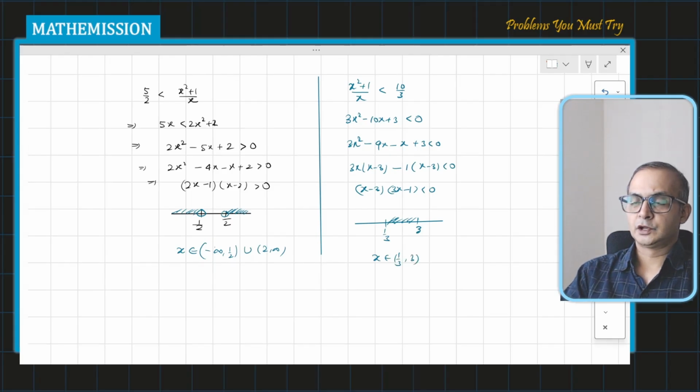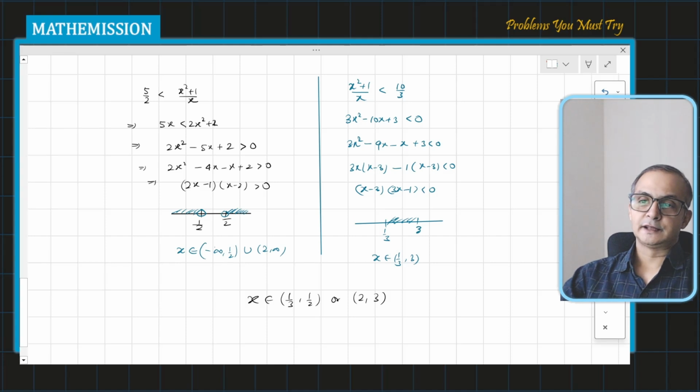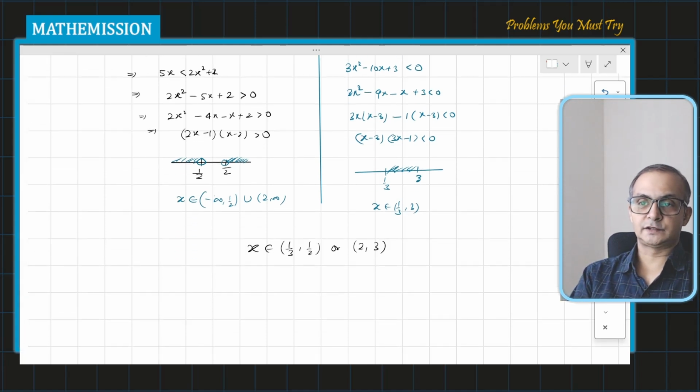So if you combine these two together, x should lie between 1 by 3 to 1 by 2, or 2 to 3. It means x has one possibility that it can lie here and it can lie here. One root should lie in this interval, the other root in this interval. Already we have found that one of the roots is minus 1. So far we have 3 roots.